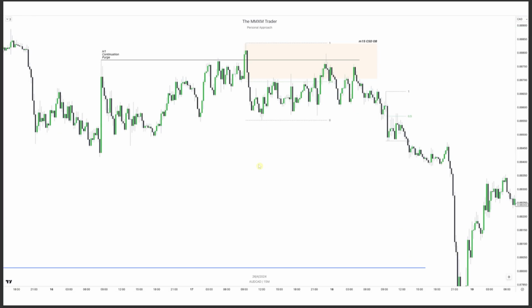You can dive in even deeper over here. We have the 15-minute chart, right? 1-hour continuation purge, another one. Up close candle over here, which is a bearish order block. 15-minute change in the state of delivery order block, right? Price comes back into that order block, into premium above the 50% retracement level, and then continues down lower.